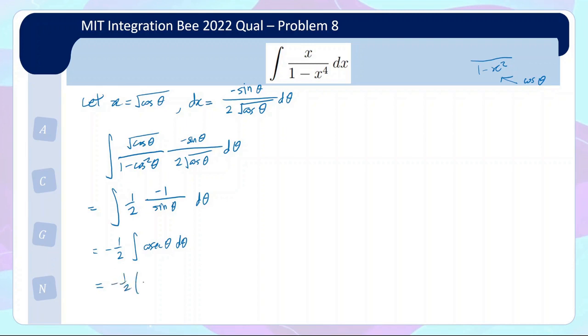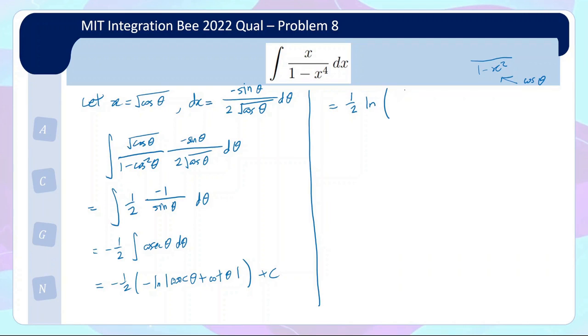The formula is minus ln cosecant plus cotangent plus c. Okay, and of course we need to make the substitution back. So let us take a look. We have half ln, what is cosecant? It is 1 over sine, right? And then what is cotangent? It is cosine over sine.